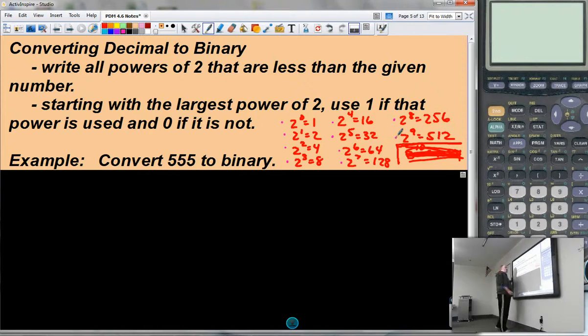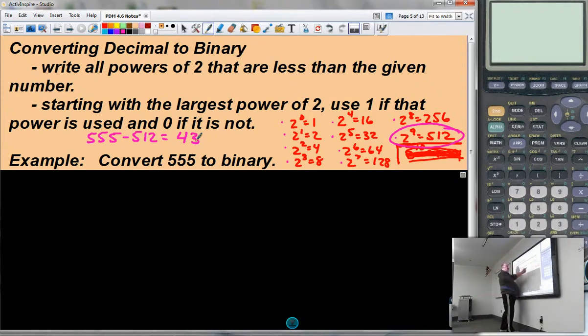So what I do is I look, the largest power that is smaller than 555 is 512. Now, if I take 555 minus 512, because my 512 is accounted for by 2 to the 9th, what is 555 minus 512? 43? So 512 of the 555 I can account for with 2 to the 9th.